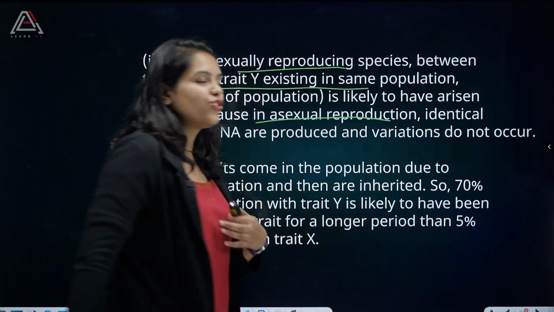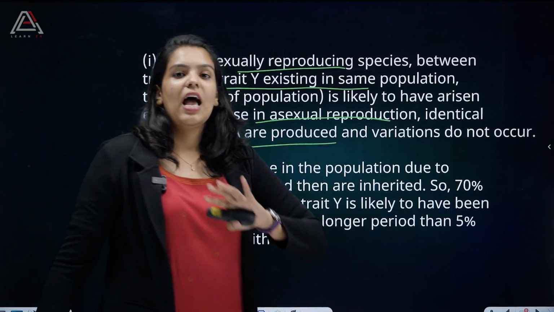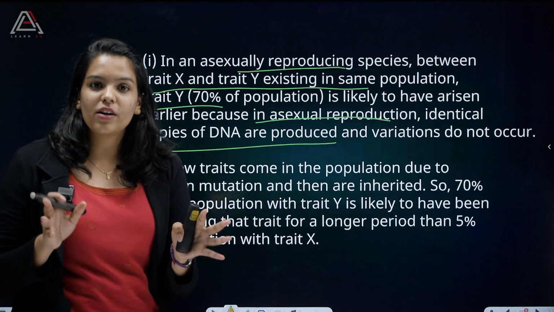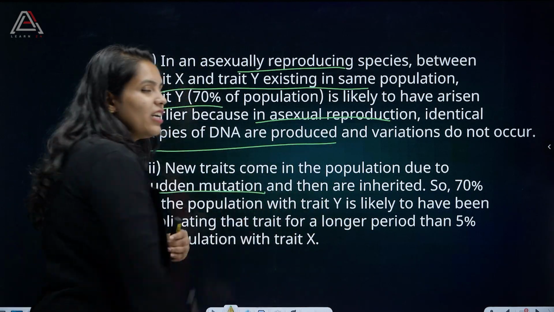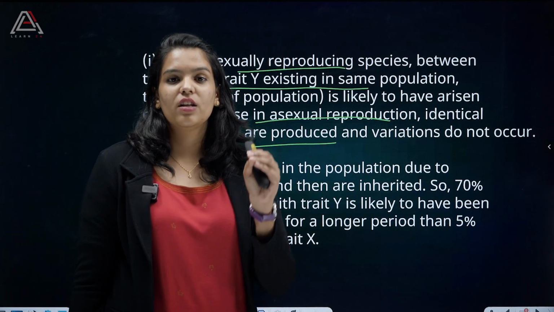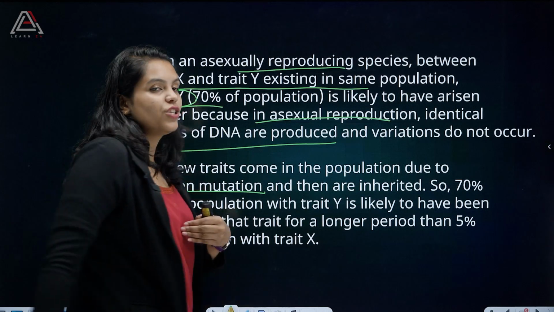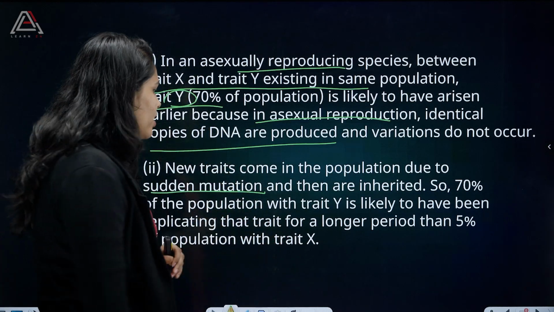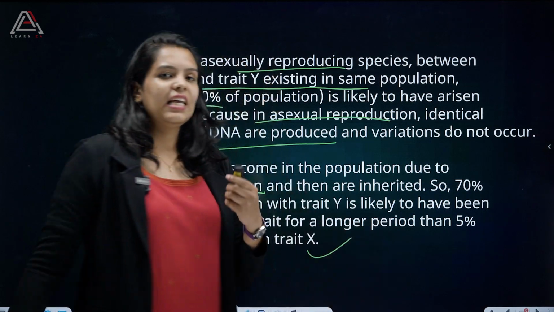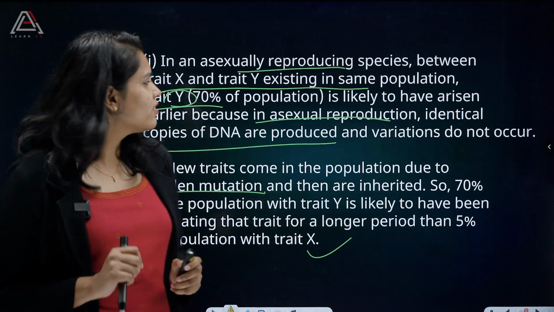Because in asexual reproduction, identical copies of DNA are produced and variations do not occur. How does the variation occur? Through mutation. Only through sudden mutation does this variation occur. That is why trait Y is the one which arose earlier. You just have to explain that for Y in your answer and you are sorted with this.